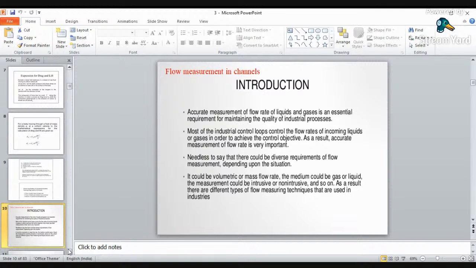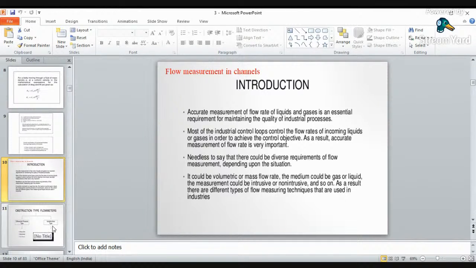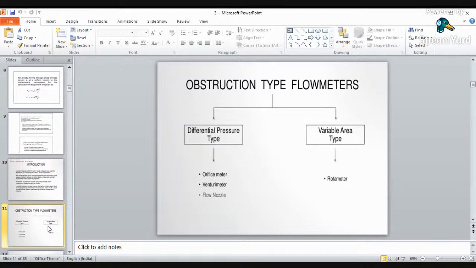Now, to measure the flow rate, there are so many equipments, or you can say so many apparatus, by means of which you can find out the actual flow rate, that is the actual discharge coming out of the channel or entering into the channel.